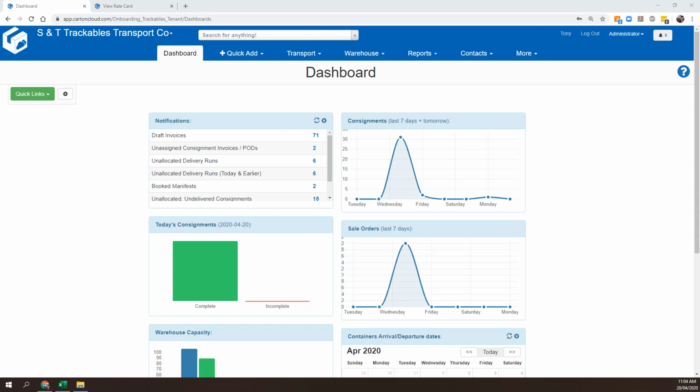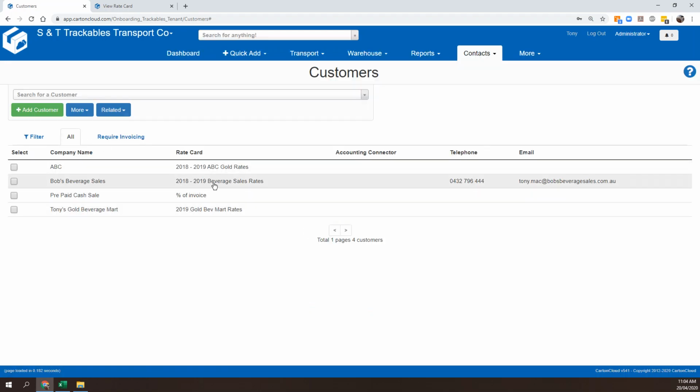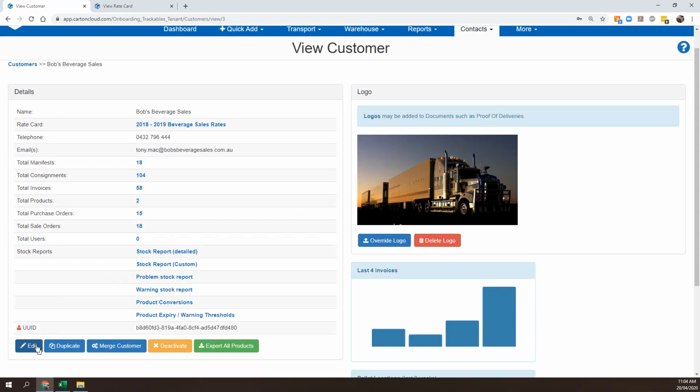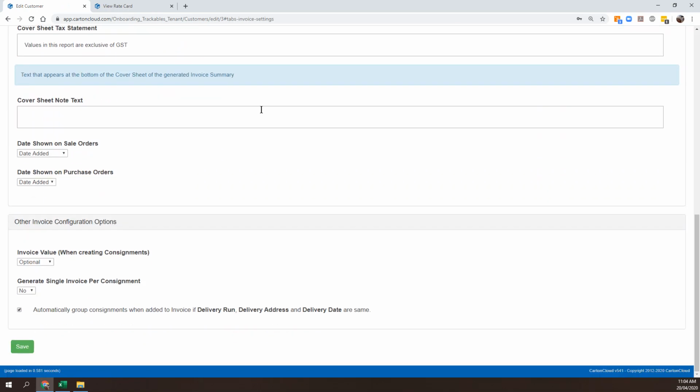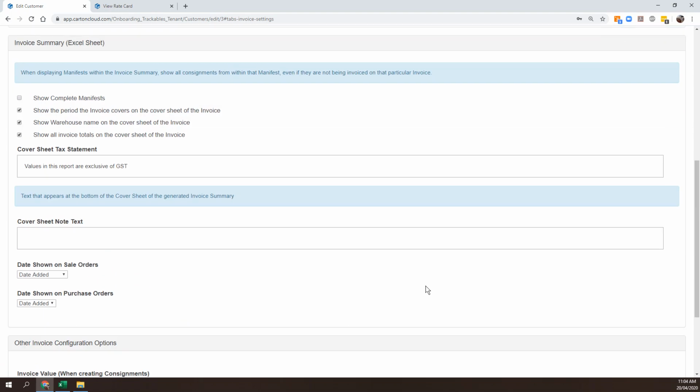Apart from operational grouping, we also have consignment grouping for invoicing purposes. Now, this is also a setting which is at a customer level. So if we go into contacts, customers, we come into Bob's Beverage Sales, we edit under the customer and we go to the invoice tab. Right down the very bottom, we'll see automatically grouped consignments when added to an invoice if delivery run, delivery address, and delivery date are the same.